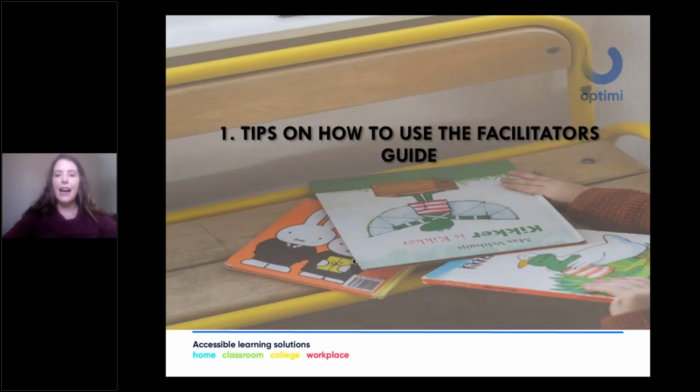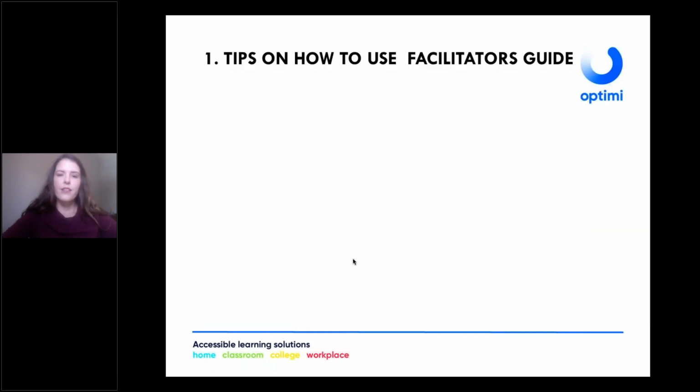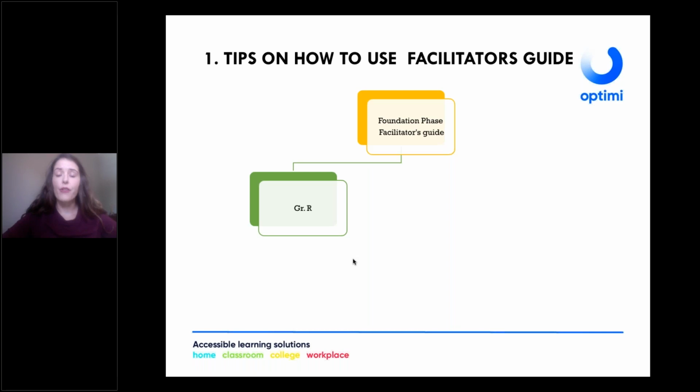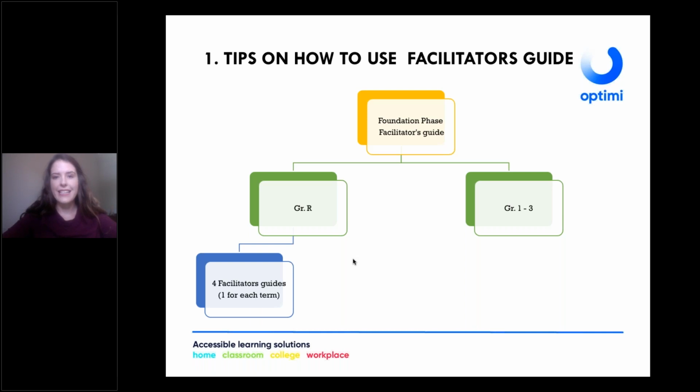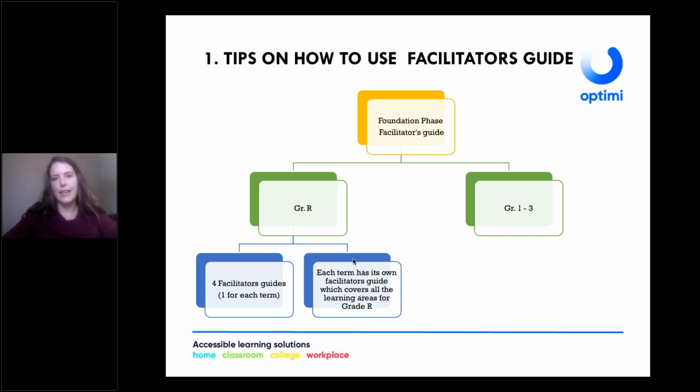Okay, so tips on how to use your facilitator's guide. First of all, we're going to have a look at the layout of the two different foundation phase facilitator's guides and grade groups. In the foundation phase, we have Grade R and Grade 1-3. The Grade R facilitator's guide and the Grade 1-3 facilitator's guide have been set up differently according to the outcomes of these two grade groups. In the Grade R facilitator's guide, we have 4 facilitator's guides, meaning that we have one for each term. Each term has its own facilitator's guide, which covers all the learning areas for Grade R.